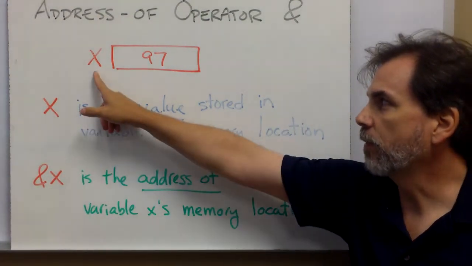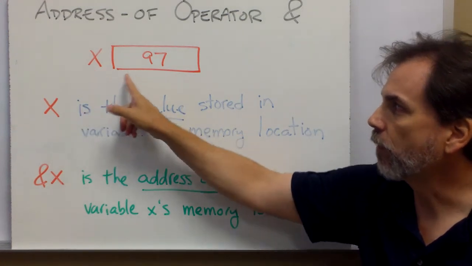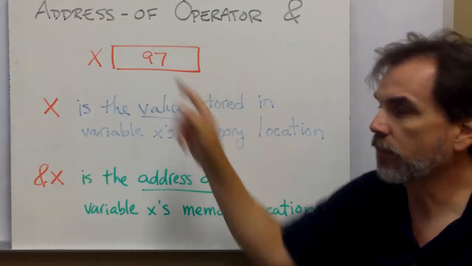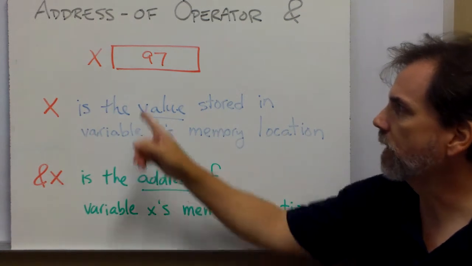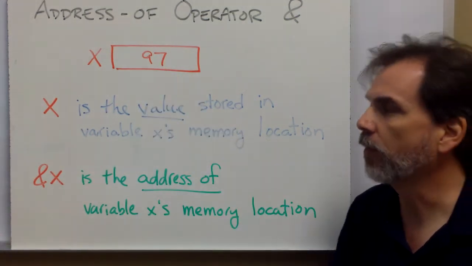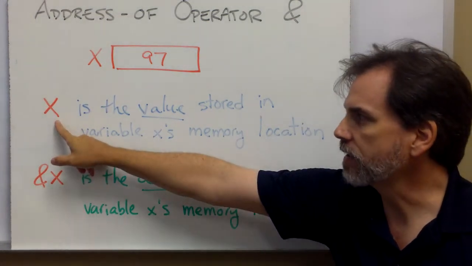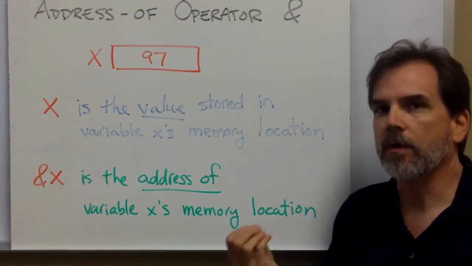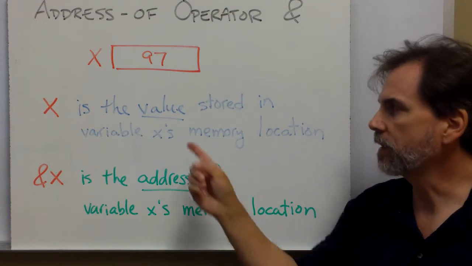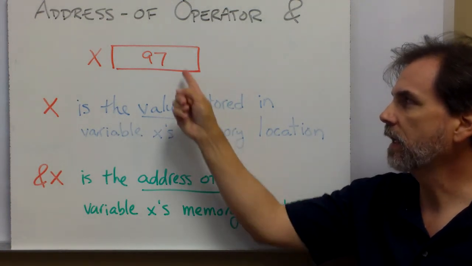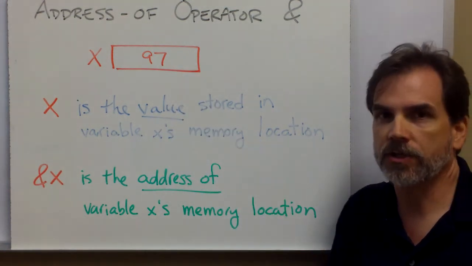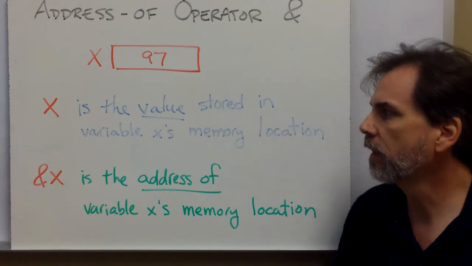So let's say we have a variable x. I've told you before that every variable has a memory location associated with it. This one happens to be an integer and it has the value 97 stored in that memory location. So when we say x in a C program, what we are referring to is the value that's stored in variable x's memory location. That's what we've been doing.